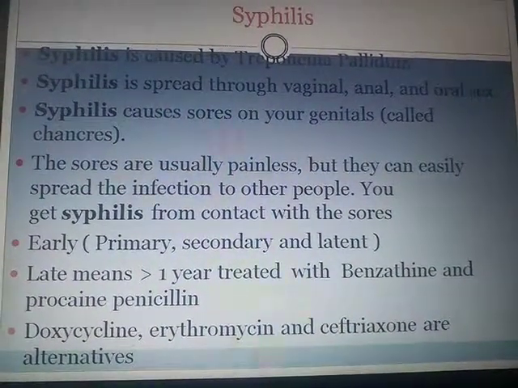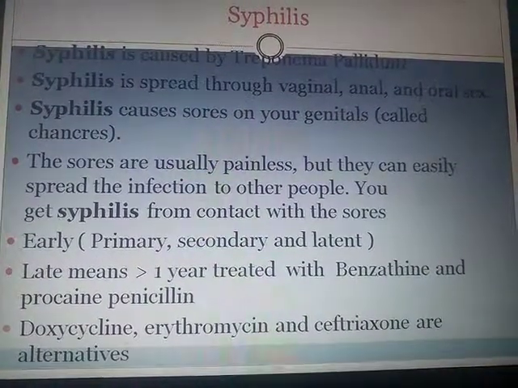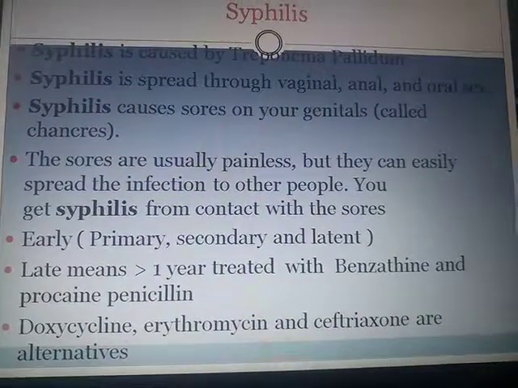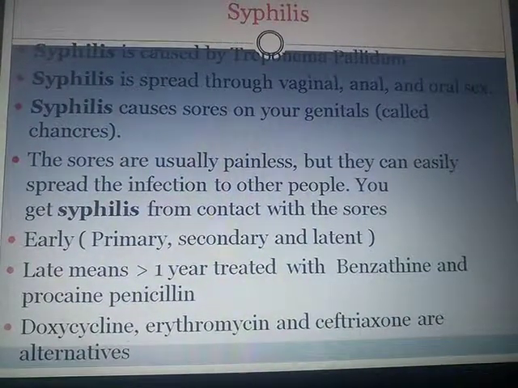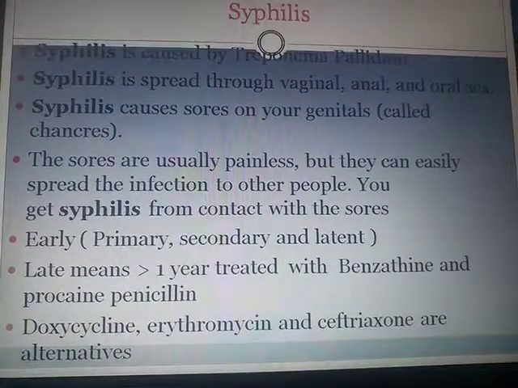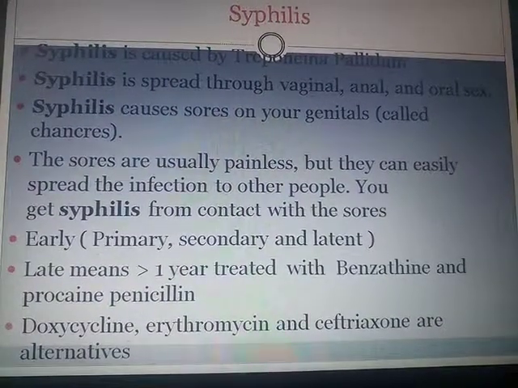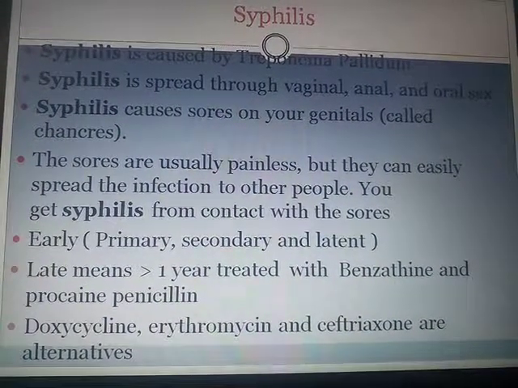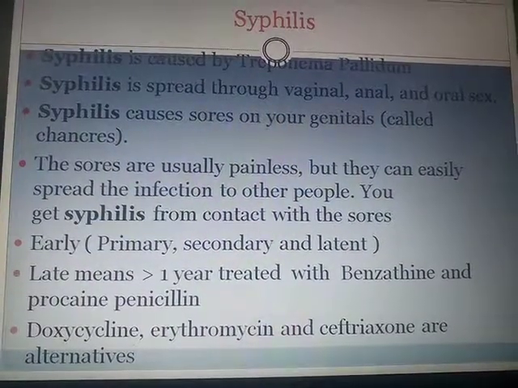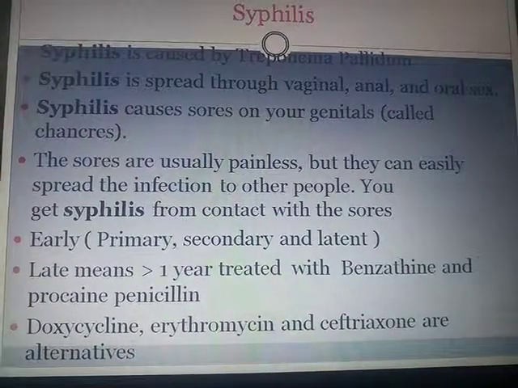Now syphilis. Syphilis is caused by Treponema pallidum. Syphilis is spread through unprotected vaginal, anal or oral sex. Syphilis causes sores on your genitals, called chancre. The sores are usually painless, but they can easily spread the infection to other people. You get syphilis from contact with the sores.